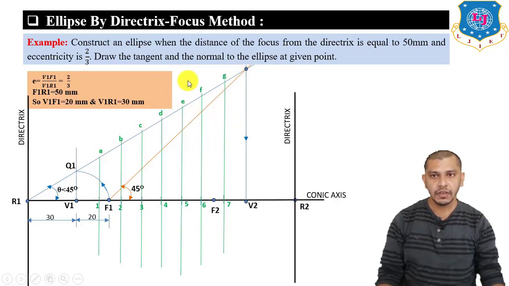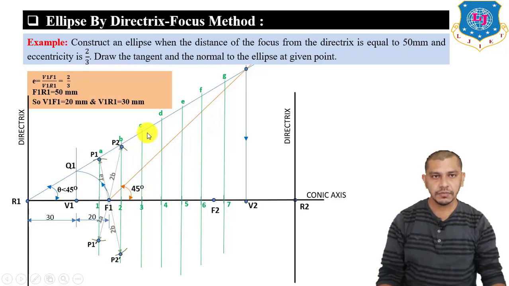F, G. After doing this, now measure 1 to A on the rounder, or measure the arc length of 1 to A, and from F1 as the center, give an arc on this line on both sides. You will get P1 and P1 dash. Now measure 2B, the arc length of 2B, and from F1 as the center, give an arc. You will get P2 and P2 dash.